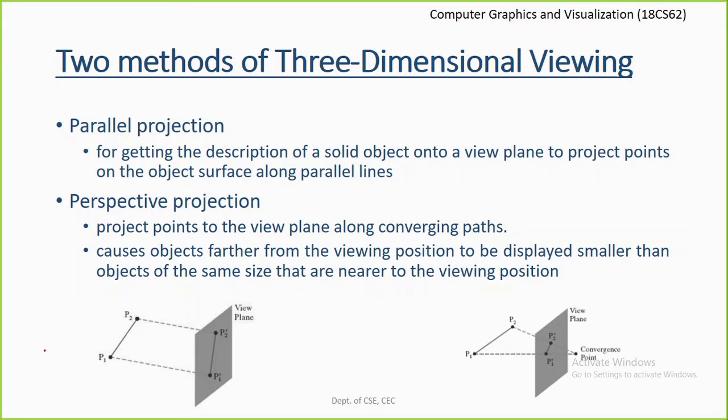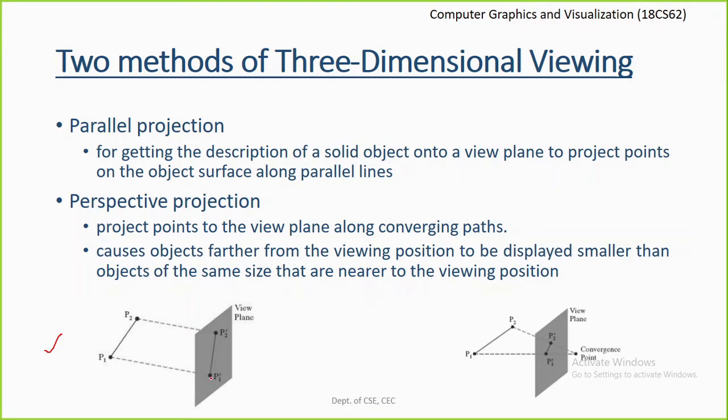This is a diagram over here. It specifies an example for parallel projection, which is used for getting the description of the solid object onto a view plane, to project the points on the object surface along the parallel lines. The projection of the points on the objects will always be along the parallel lines in the case of parallel projection. Hence the name parallel projection, right? So if we project these vertices here, P1 and P2, onto the view plane, the lines that are the projections of these vertices will always be parallel to each other.